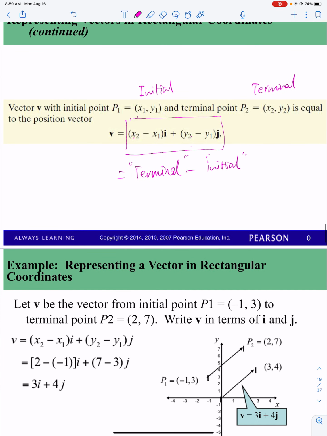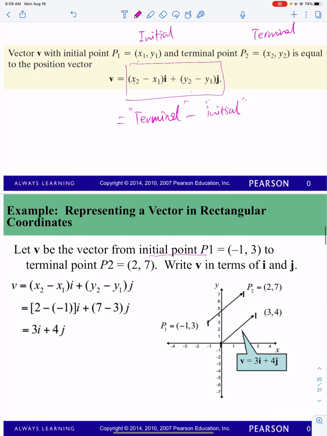Okay, so given the points P1, P2, write the vector in the form of i and j. So it's the terminal subtract the initial: x subtract your x coordinate, y subtract your y coordinate. So 2 minus negative 1, 7 minus 3, so it's 3i plus 4j.